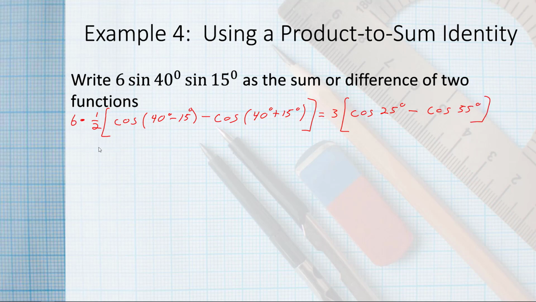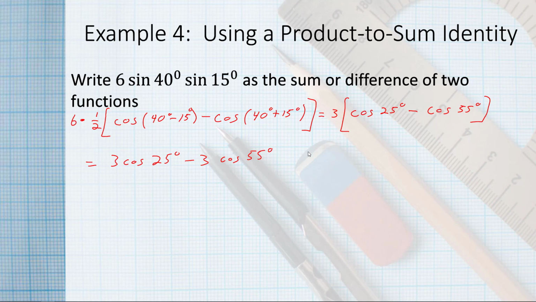And then distributing, you will have our desired result, which will be 3 cosine 25 minus 3 cosine 55. And that's pretty much as far as we want to go.